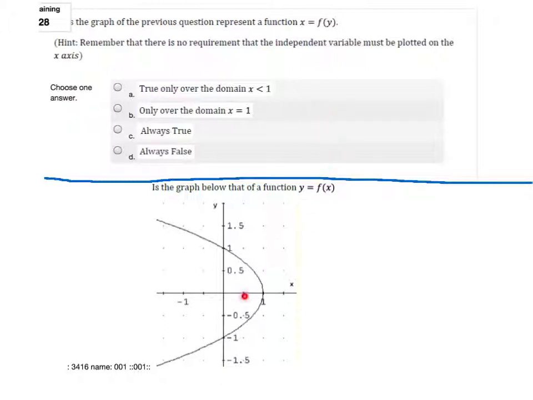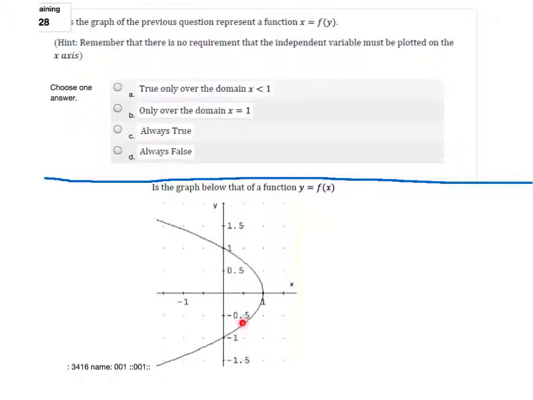Okay. Now if you look at this graph, let's choose, say, this point, x equals 0.5. As you can see, for x equals 0.5, there's two values of y. So can you say that y is a function of x? I guess I'll leave that to you to answer.